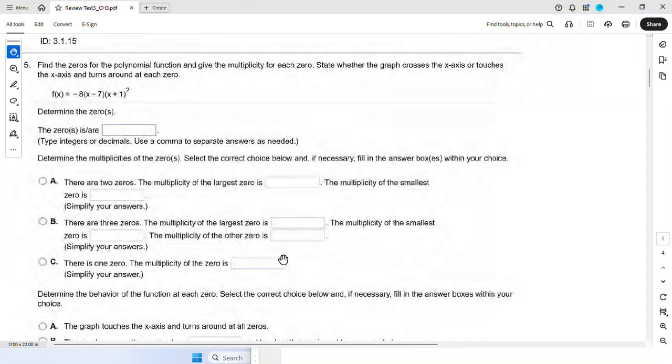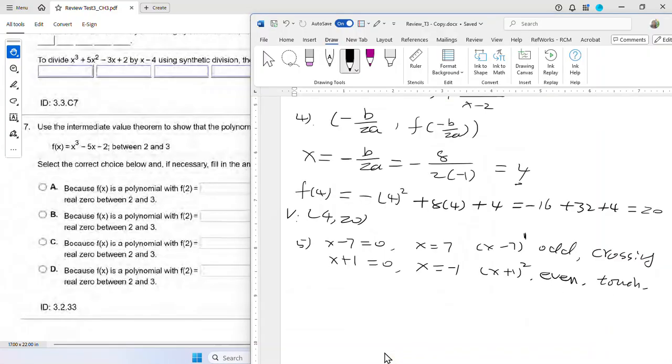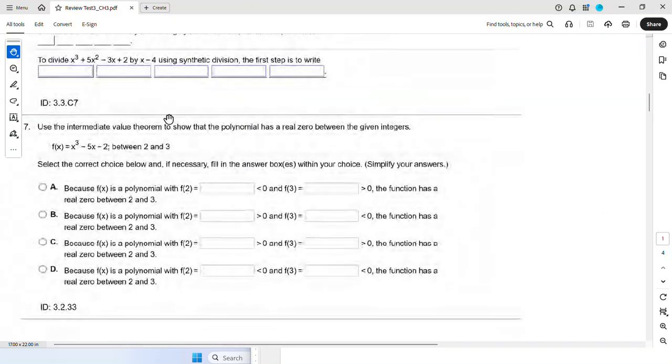And then each one, graphing, touching. That's how you do that, depending on the power. The 1 here is odd power, so odd power at this point will be crossing. And then 2 here is even power. Even power will touch, or be called tangent, there.